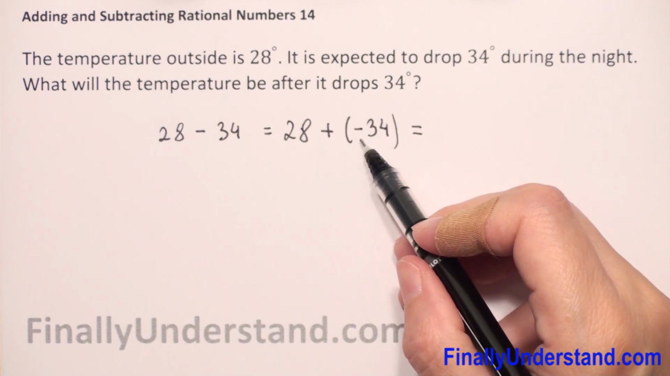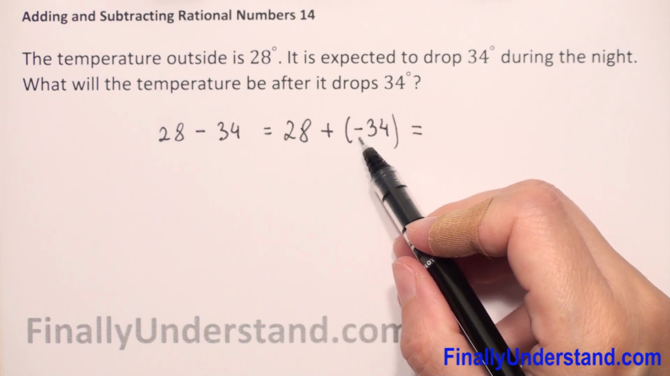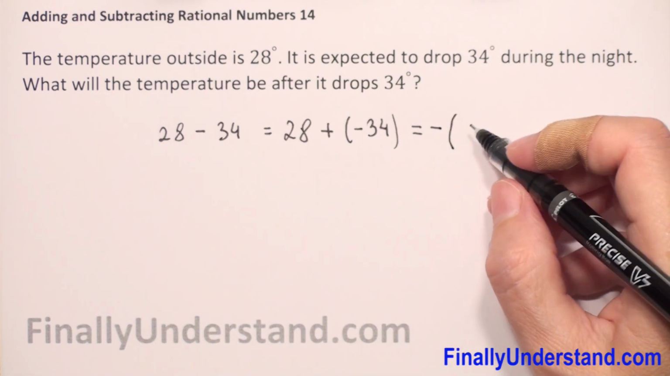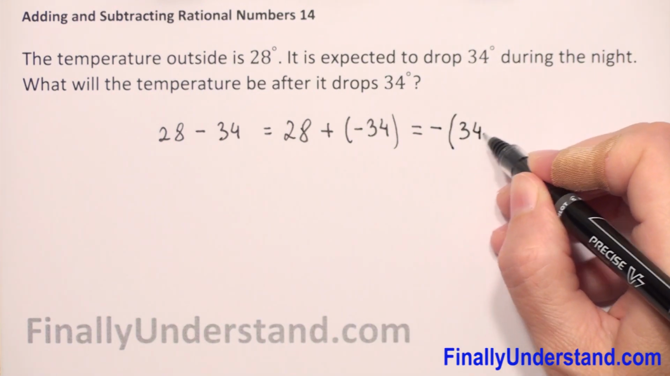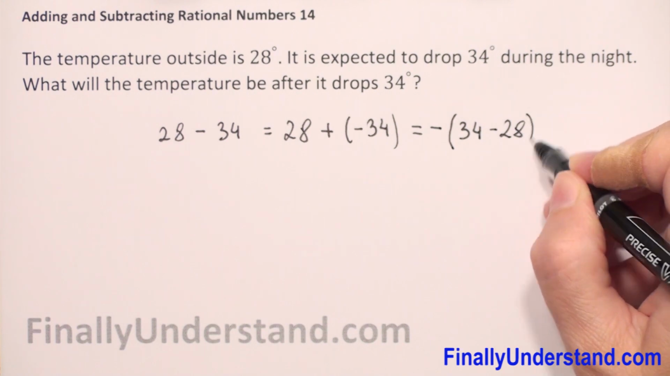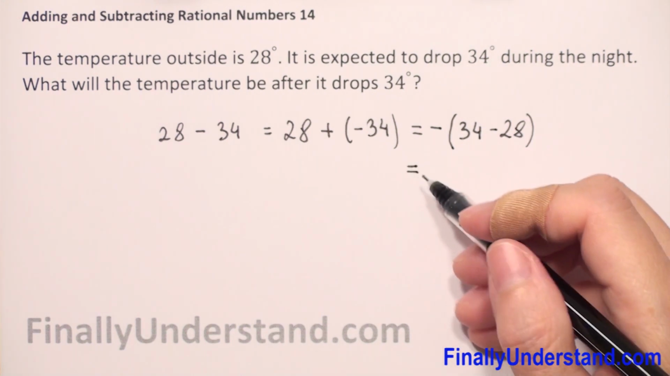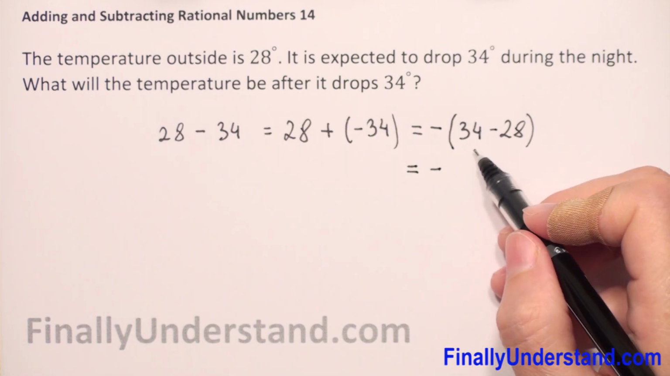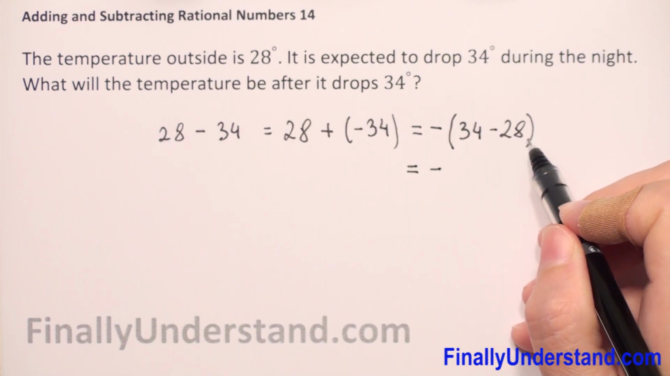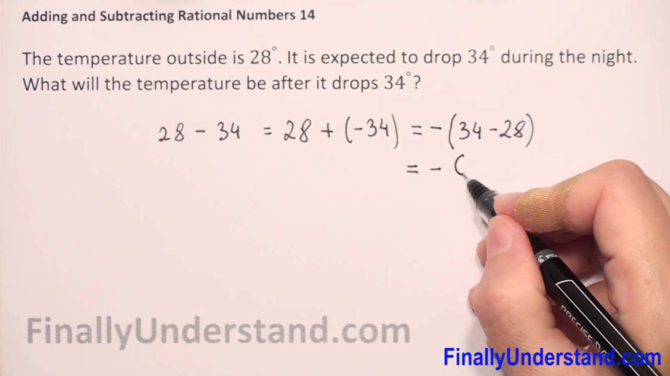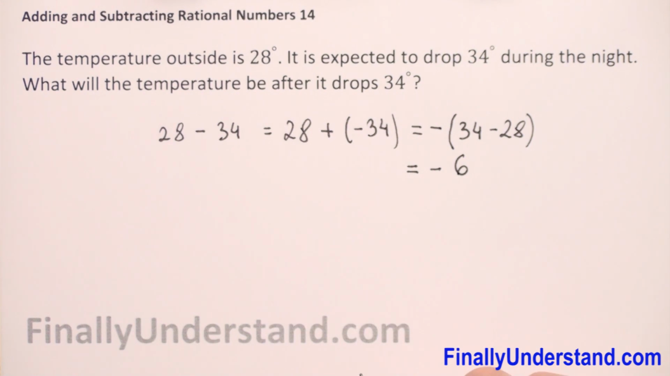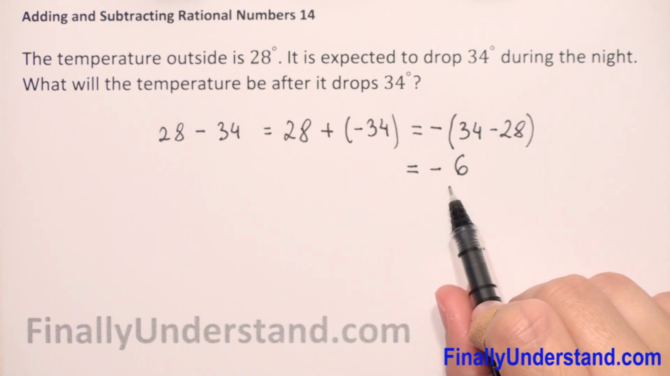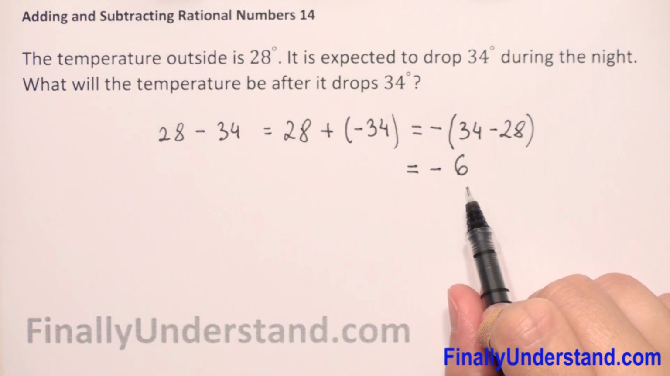Next, we check the sign before the greater number. It is negative. So we copy the negative sign and we open parentheses. We subtract the smaller number from the greater number. So this is equal, negative sign we have to copy, 34 minus 28 is 6. So the temperature will be negative 6 degrees.